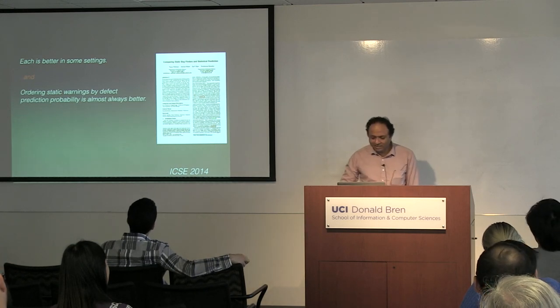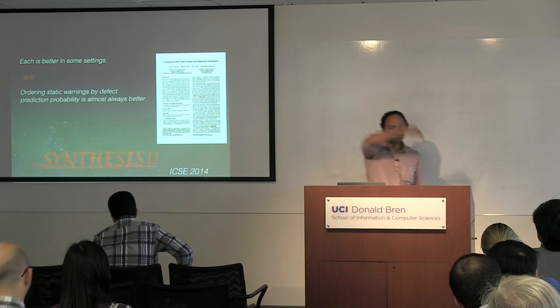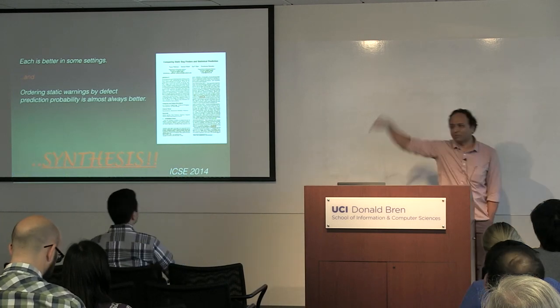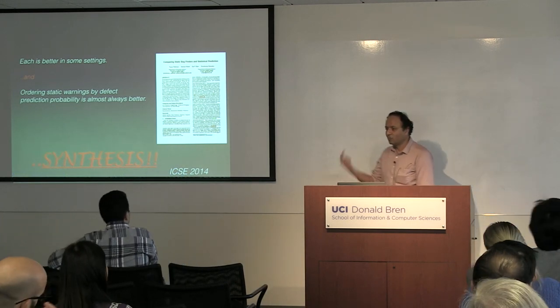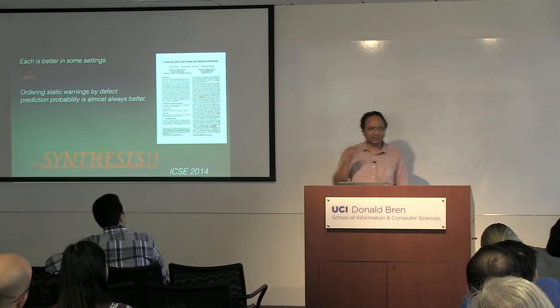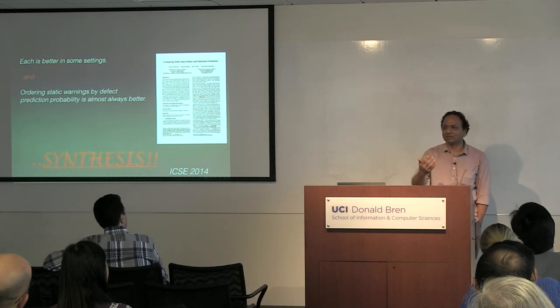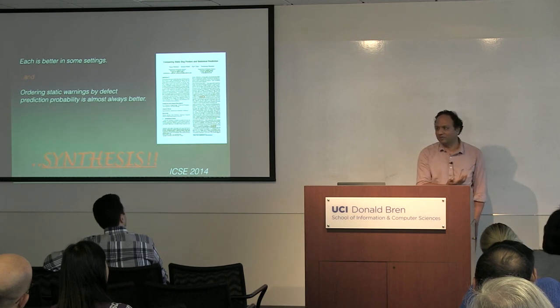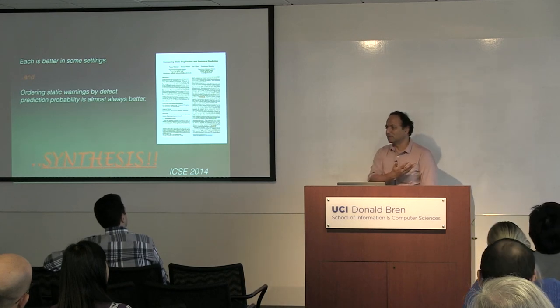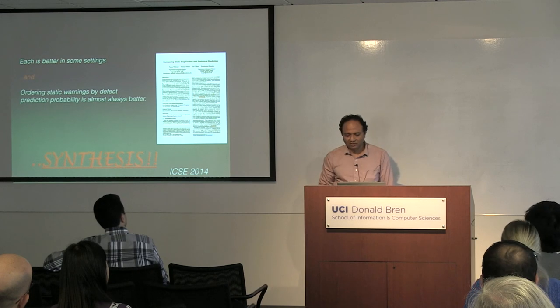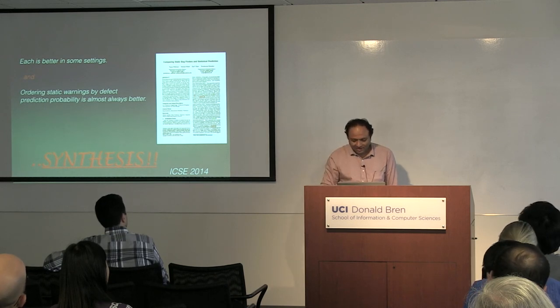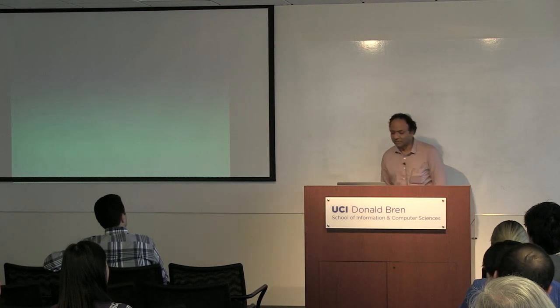Right. So the one cool thing that came out of this project is if you order your static analysis warnings by the predicted probability of defects in that module, it works quite a bit better. So there's sort of a nice synthesis between the two. In other words, the process factors that predict defects are also helpful in telling you where the defects might occur when you use the static analysis warning system. Right, okay, so this is a nice kind of synthesis that we have.